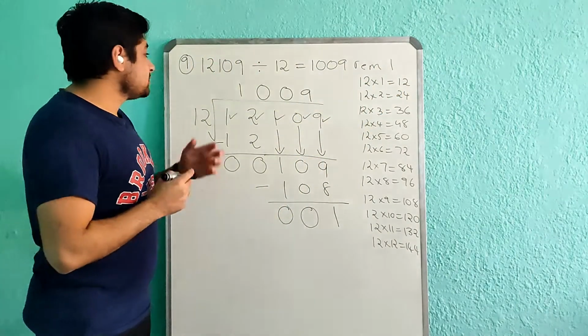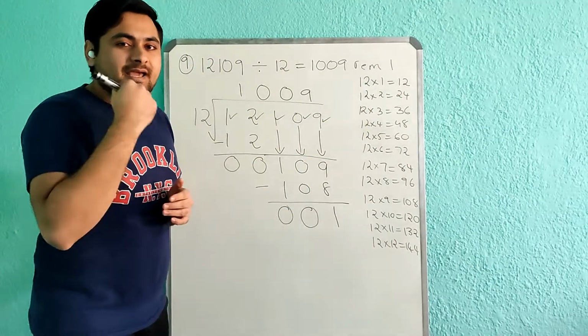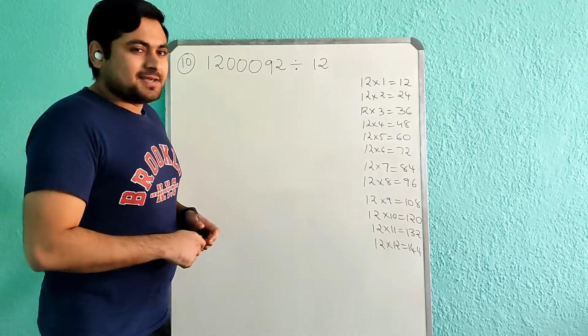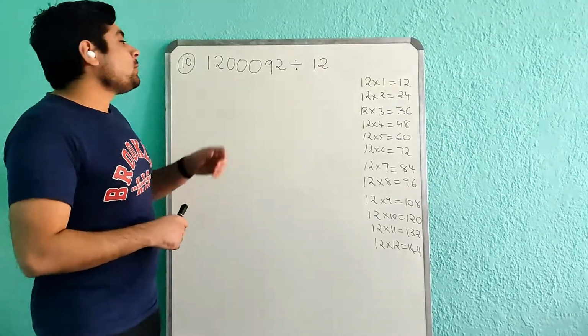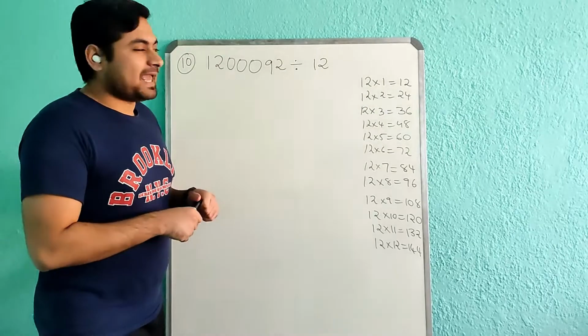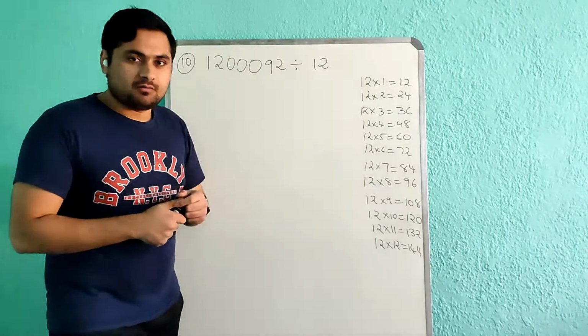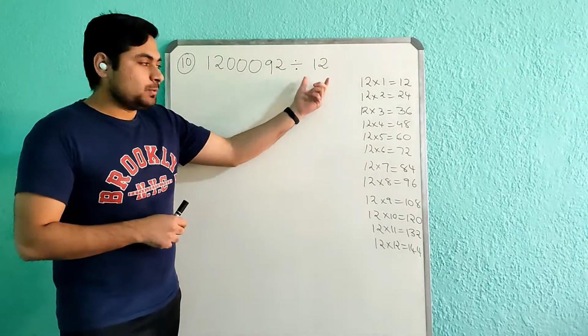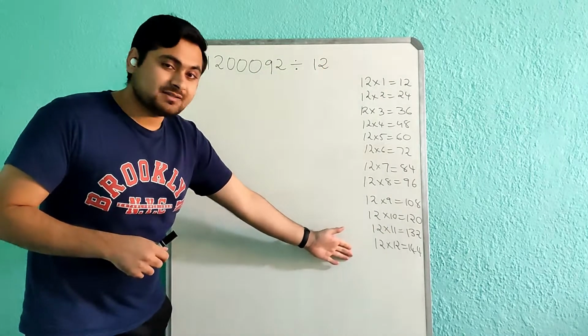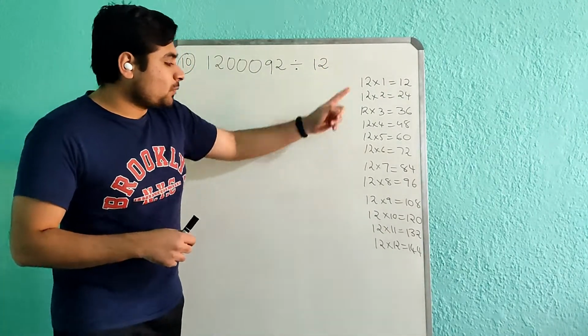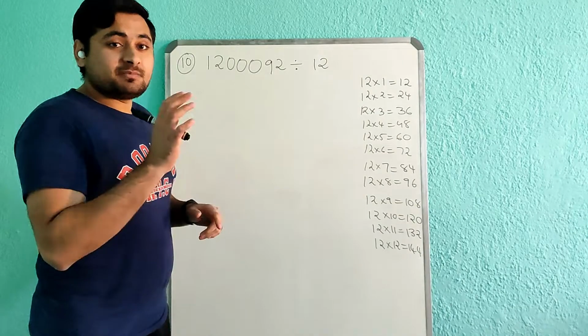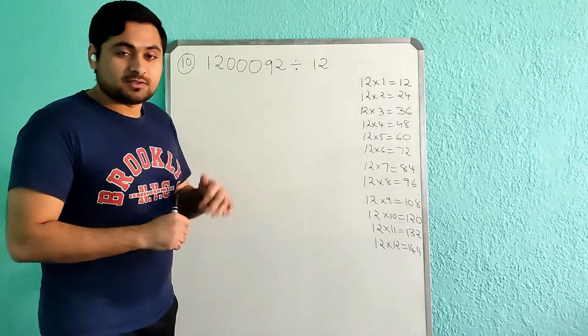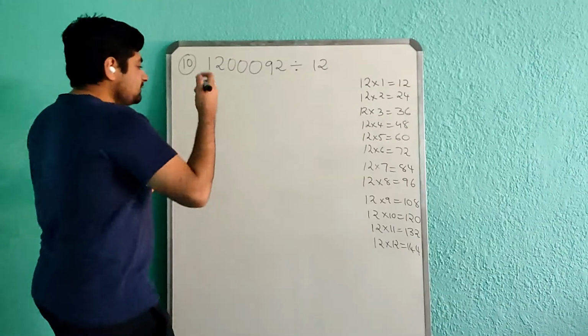Okay, so let's do a similar question like this in the next example. Finally, the last question says 1,200,092 divided by 12. Since we are dividing by 12, we have our table of 12 written on this side, right? We always write from 1 up until 12. Please pay attention to this one. This is very important, right? So let's write this.